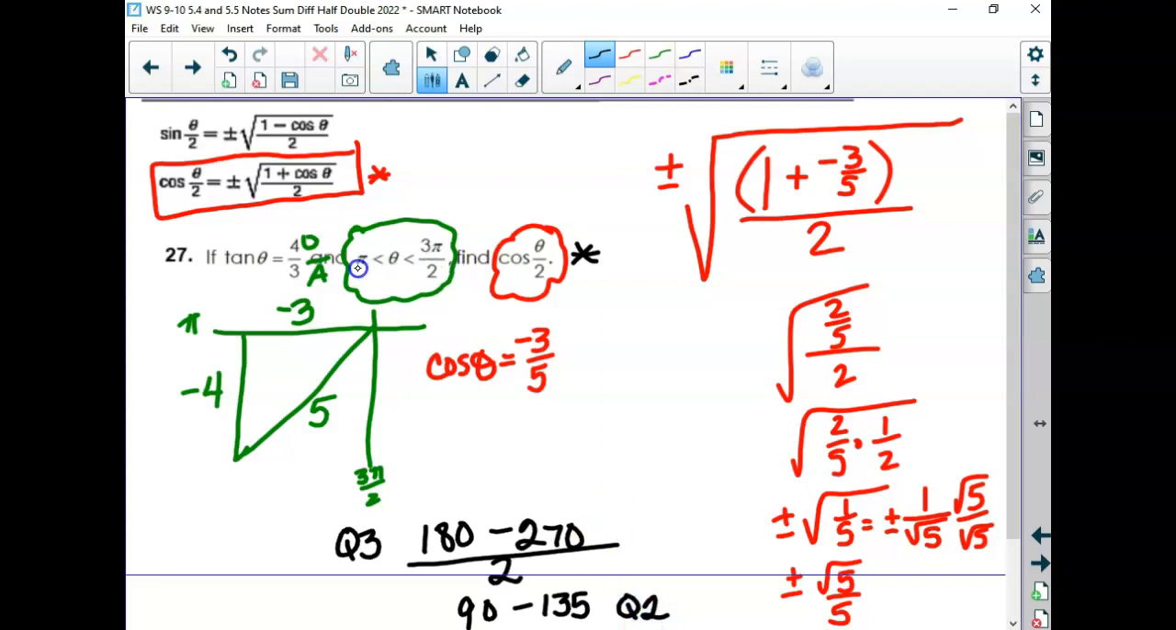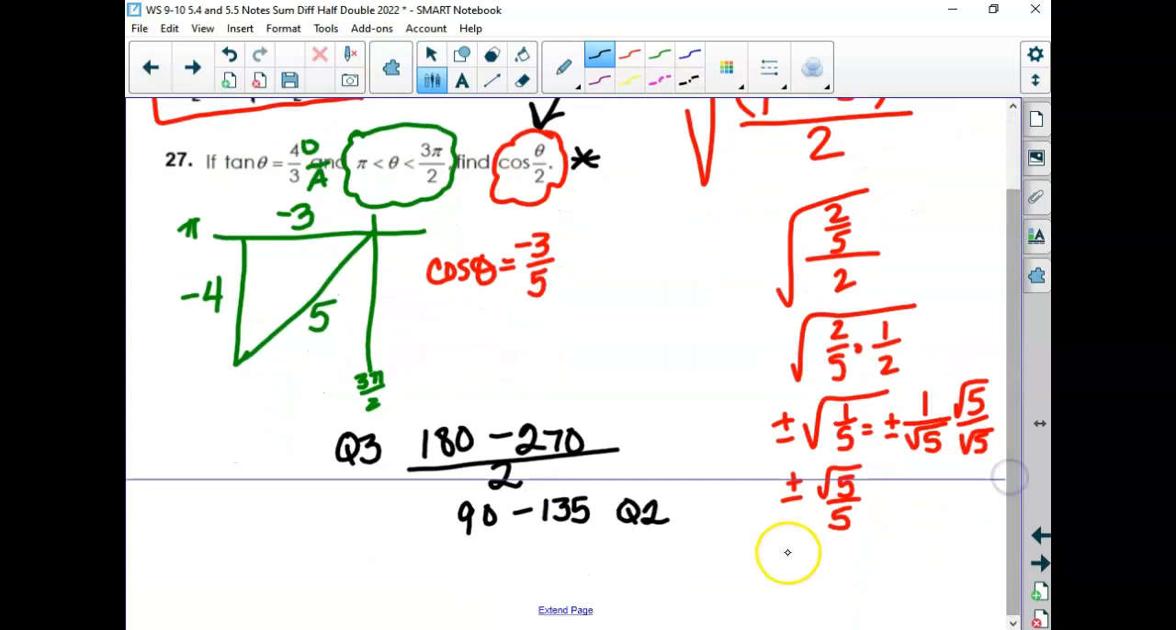Okay, so I took pi over 2 and 3 pi over 2, and I cut them in half. So I'd have pi over 4 and 3 pi over 4. If you did it in radians, it's somewhere in quadrant 2. So in quadrant 2, we were finding a cosine. In quadrant 2, is a cosine positive or negative? Negative. So the final answer is negative square root of 5 over 5. Whew.